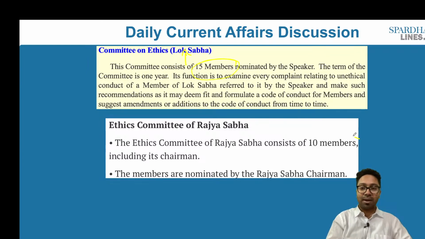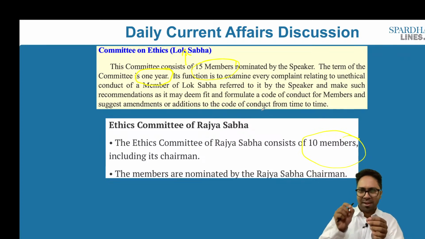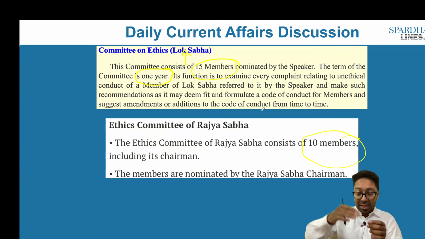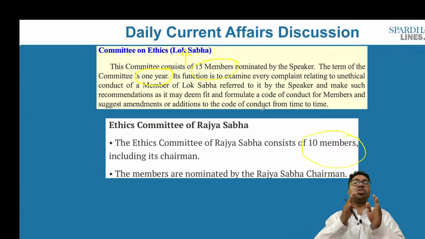In the Rajya Sabha we have 10 members. The term of the committee is 1 year, which is once again important from your preliminary examination point of view. What does it do? Its function is to examine every complaint relating to unethical conduct of a member of Lok Sabha, refer to it by the speaker, and make such recommendations. So how does it work?